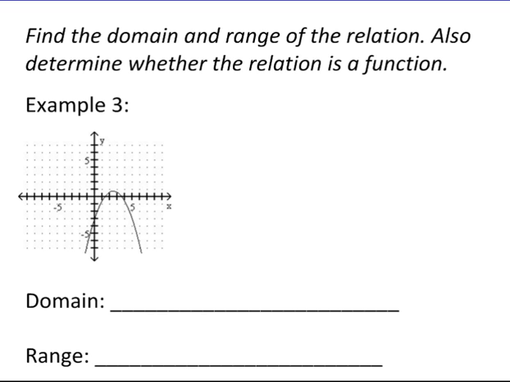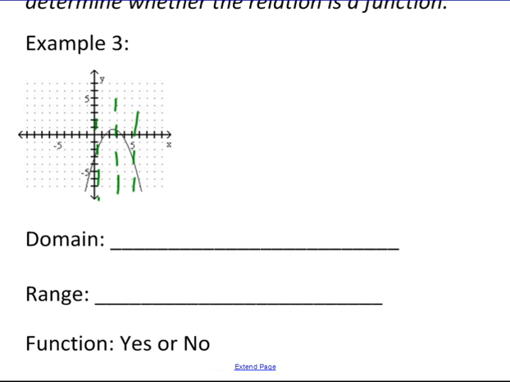Example 3, find the domain and the range. Also figure out whether the relation is a function. So we'll actually do that first. If we draw a vertical line, are we going to touch more than once? No, that means it is a function. So it is a function. Let's look at the domain and range.